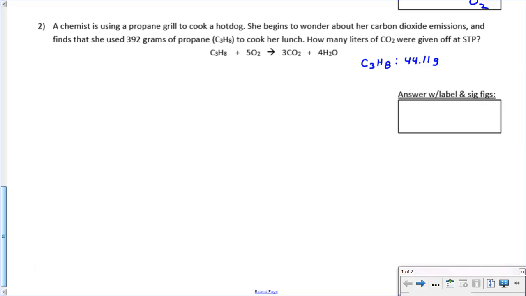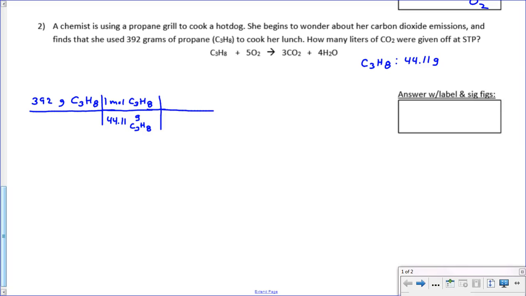All right, so now we start with our 392 grams of propane, 392 grams of C3H8. We know that there are 44.11 grams of C3H8 in 1 mole of C3H8. All right, now we're in moles of propane.